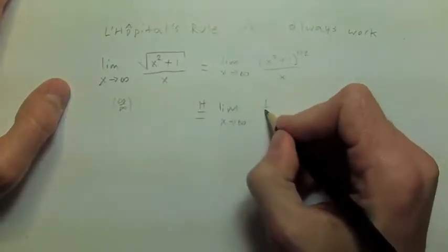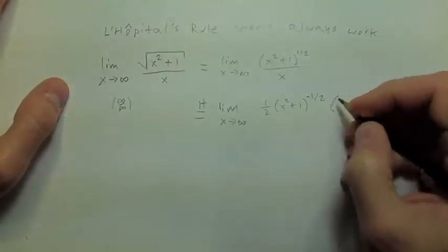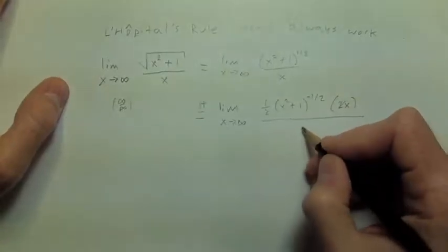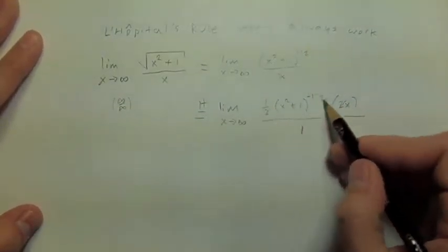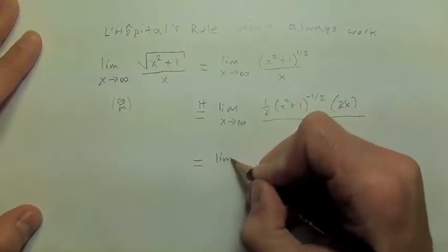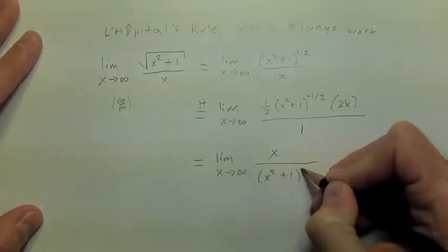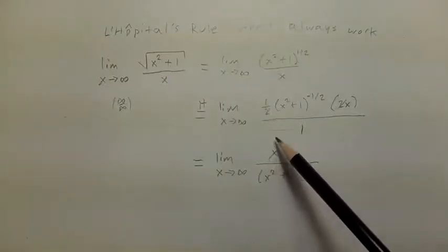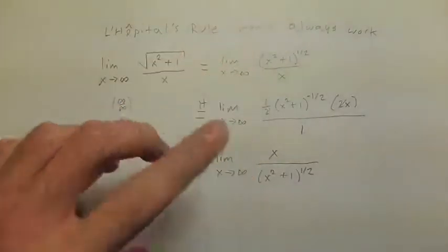The derivative of the top is 1/2 times x squared plus 1 to the negative 1/2, then times the derivative of the inside, which will be 2x, which the 2 cancels here, all over the derivative of the bottom, which is 1. So I have x here, and I'm just going to move this down. So I have the limit as x goes to infinity of x over x squared plus 1 to the 1/2. Does everyone see that I'm basically left with just what I started with but flipped over? So we've kind of done nothing.